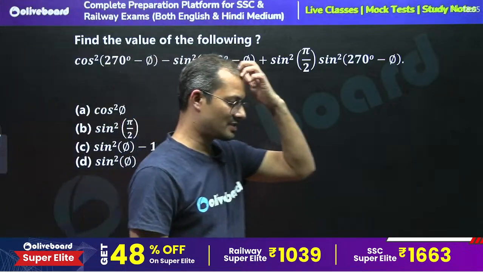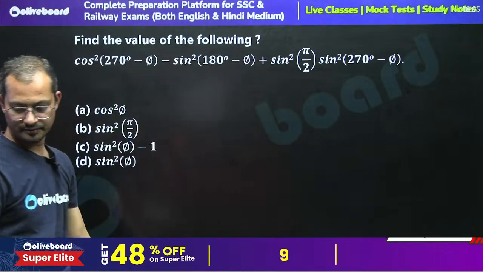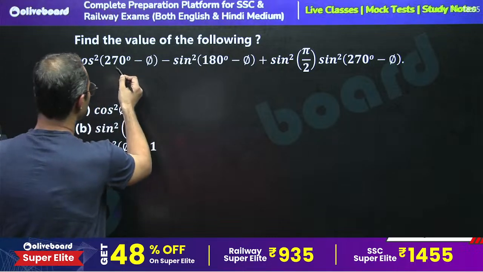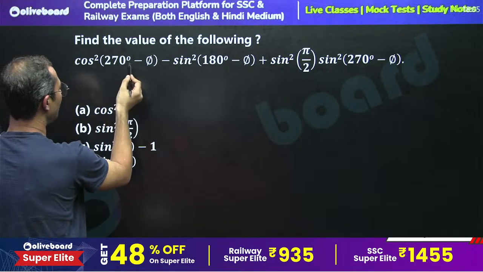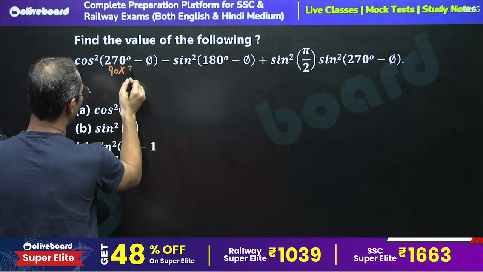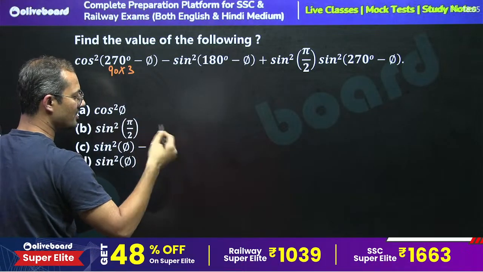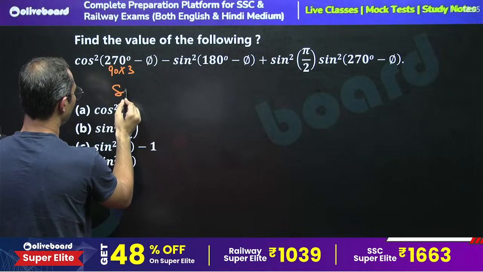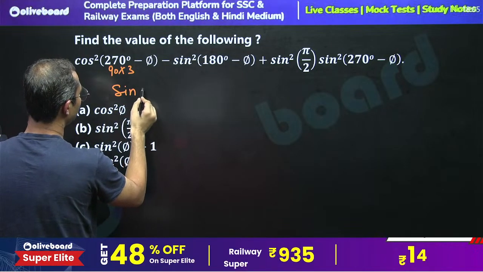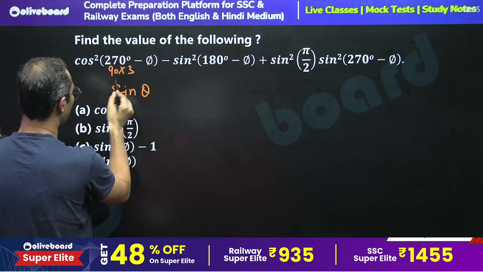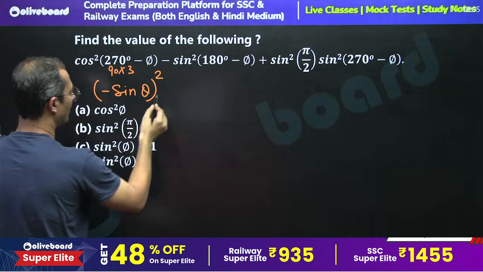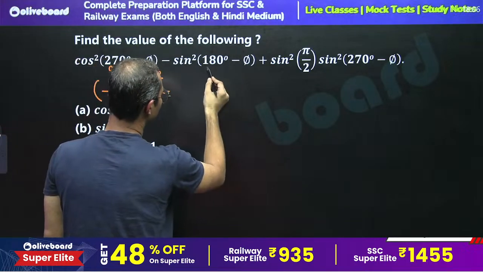Now tell me, what is the answer for this question? See, cos squared of 270 degree minus theta. At an odd multiple of 90, the trigonometric ratio name gets changed. So cos is converted into sine. It is lying in the third quadrant, so it is minus. Take the square of the whole, always. Now minus sine square of 180.